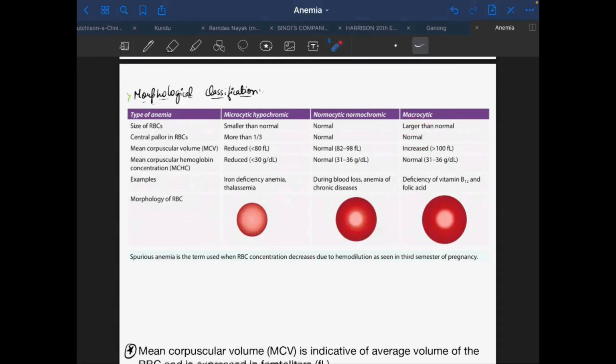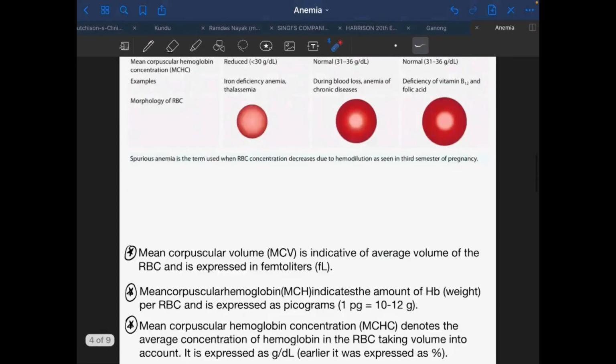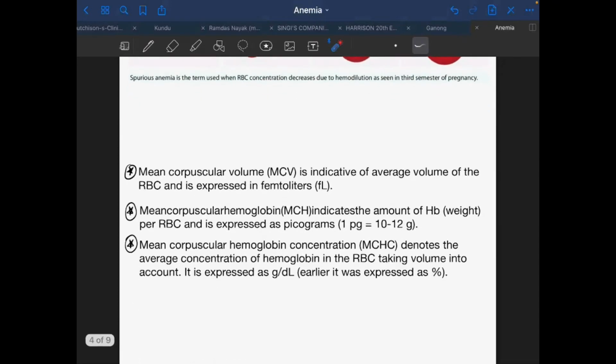Now, the red cell indices, that is mean corpuscular volume, mean corpuscular hemoglobin concentration and all, will vary according to the particular classification. That is, for microcytic, they will be decreased. In normocytic, they will be normal, whereas in macrocytic, the MCV will be generally increased. What are these red cell indices? We'll discuss about it now.